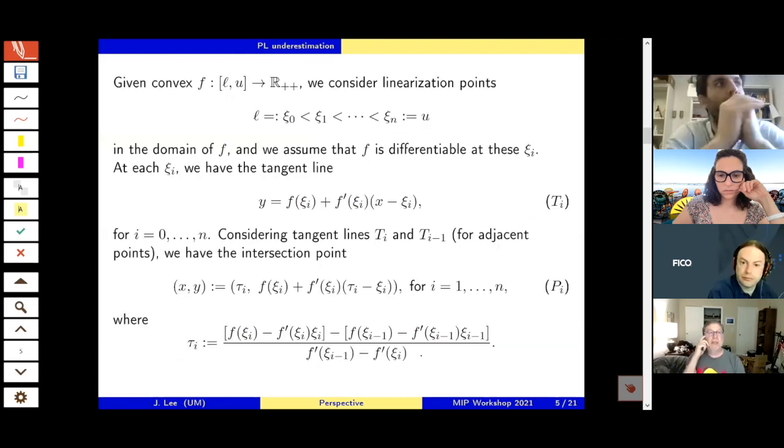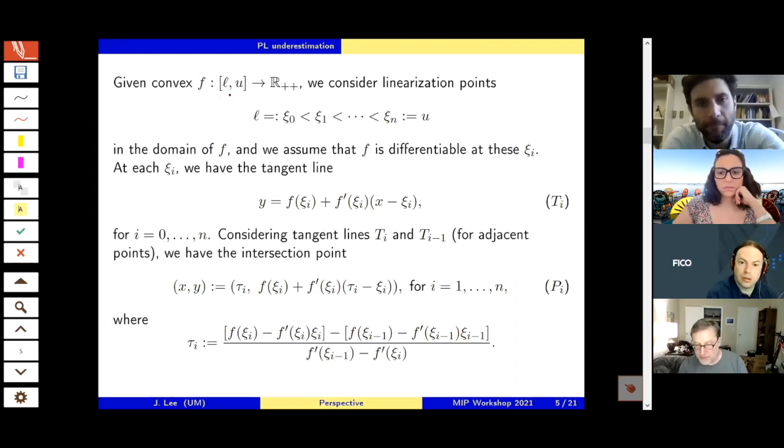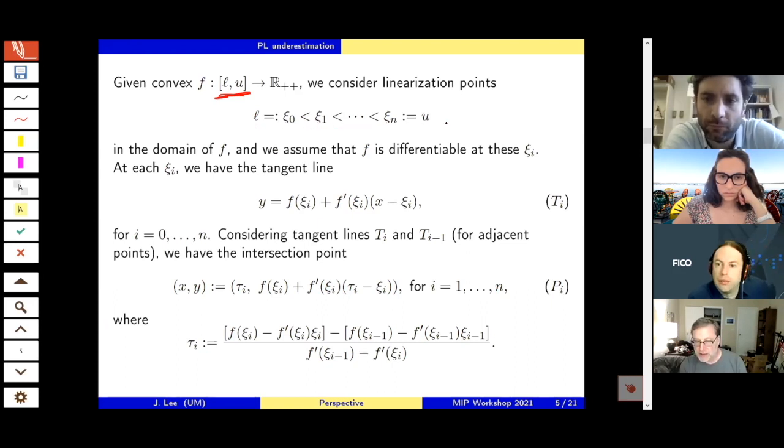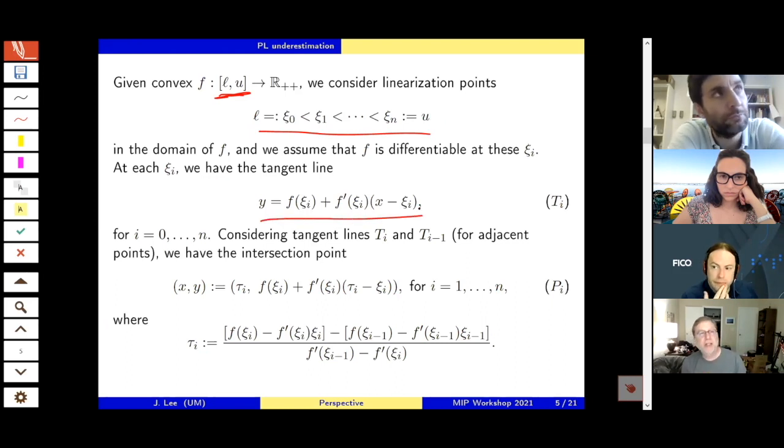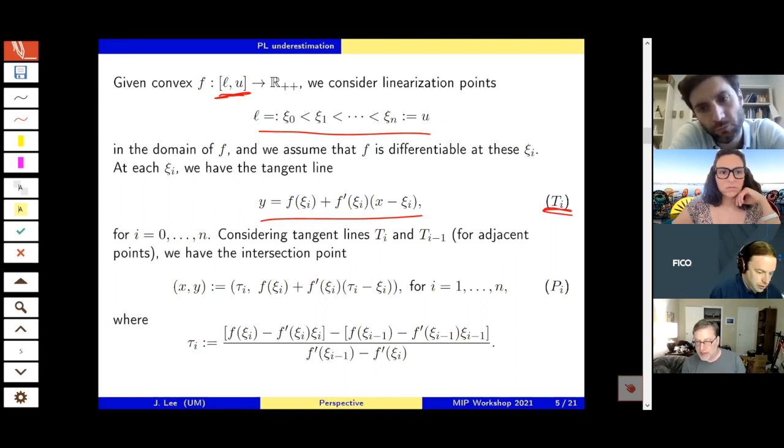So piecewise linearization, this is all trivial. I just want to set the notation. So I have the interval L to U, and I think about linearization points, x0 through xn. x0 and xn are just the endpoints L and U, and then I have these other linearization points. So at these linearization points, there are tangent lines. So I'll call them T sub i. That's the tangent line at the contact point, xi, f of xi.